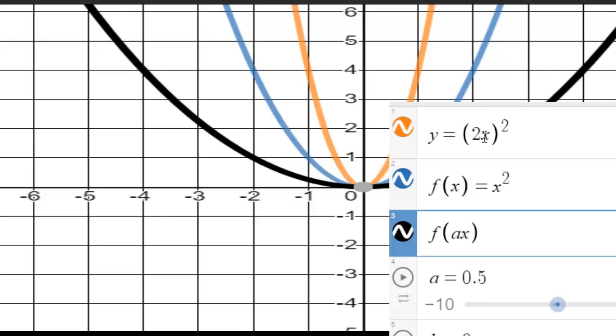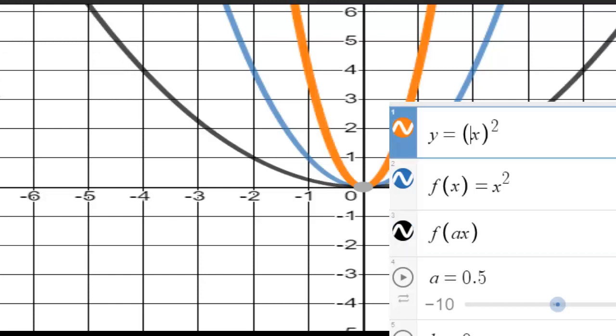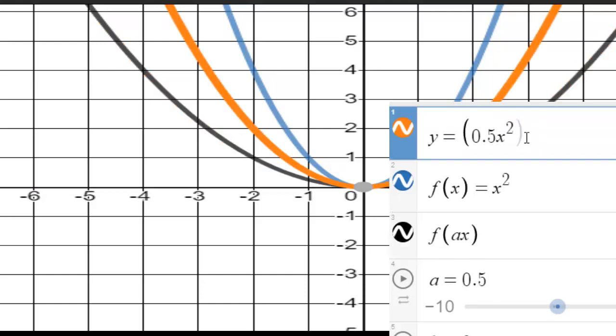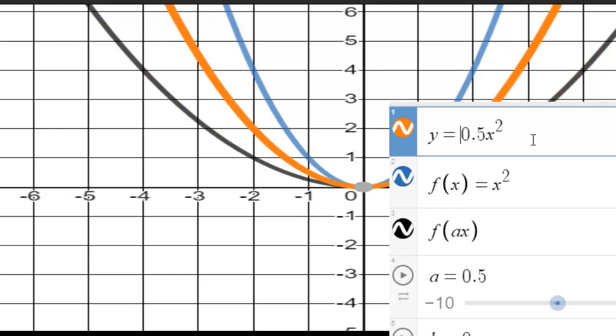I can make the orange one look the same, but I would have to put a 0.5 inside, so 0.5, and now it looks exactly the same. If I were to put it outside the parentheses, you'll see it doesn't quite match up because it's not horizontal, it's actually a vertical compress. So the vertical compression isn't as pronounced as the horizontal stretch, only because of the quadratic part of the function.